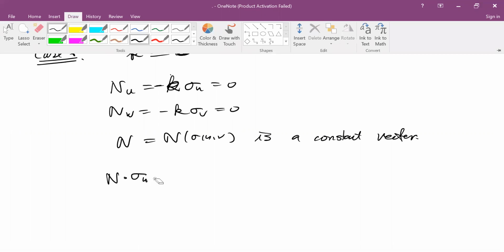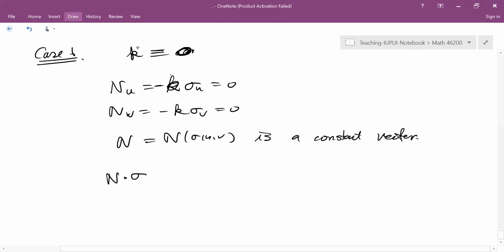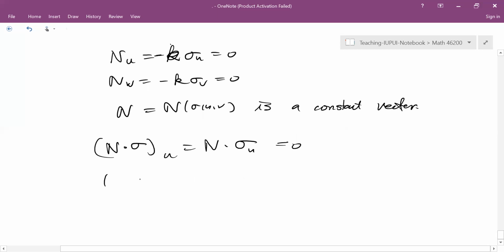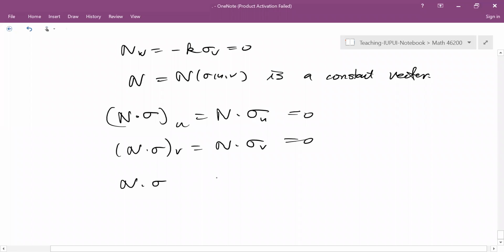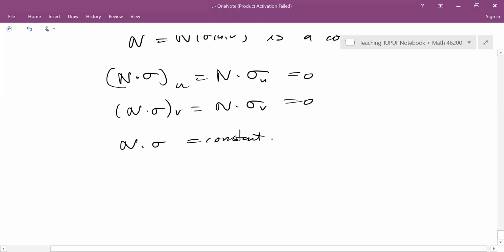let's see, this product, I'm going to differentiate with respect to u. Because N is constant, I don't need to worry about that. This is always perpendicular. And N dot σ_v is the same. Why? N_u is going to be 0, that's why. So that means N dot σ is a constant function. Let's call it C.